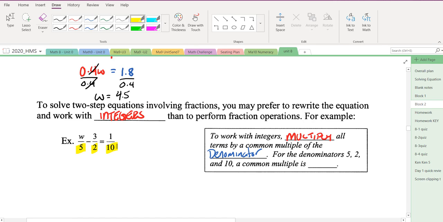So what's the smallest number that all these can multiply into? Yes, Jessica? 10, yeah. So our common multiple is 10. So what we're going to do is multiply every single term by 10. So you multiply this one by 10, multiply this one by 10, and this one by 10. I'm going to rewrite this just because there's not much space there.